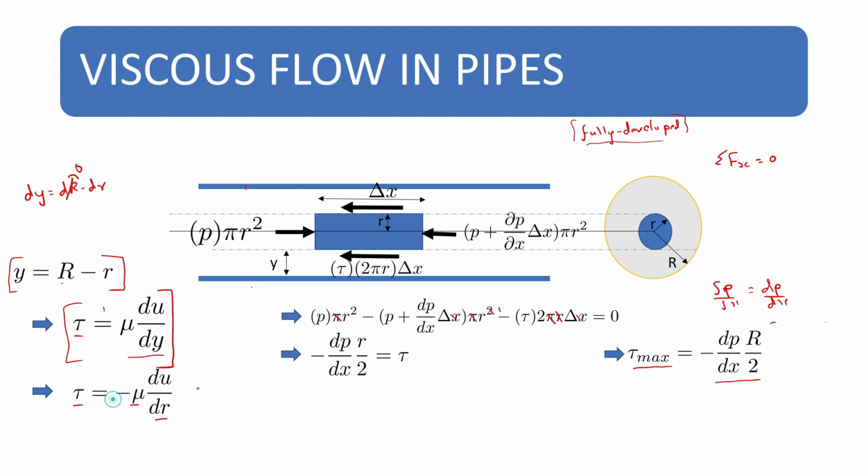If you substitute this tau here, you will get minus dp by dx into r by 2 is equal to mu into du by dy, which is equal to minus mu into du by dr. If you rearrange this equation, you will get du is equal to 1 by 2 mu dp by dx into r into dr. So this dr will be taken to the top, r into dr. And then if we integrate, you will get integral du is equal to integral 1 by 2 mu dp by dx into r into dr.